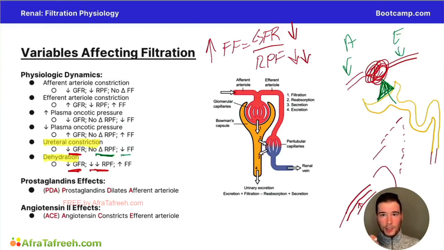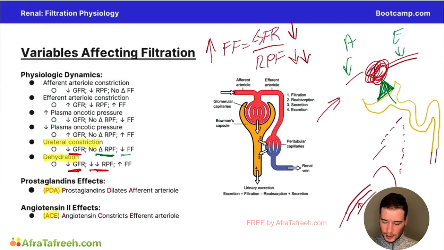but not you. And finally, the last thing we're going to talk about in this video is these molecules that are very common in the body, prostaglandins and angiotensin. A nice little memory aid that's very commonly used is PDA and ACE. So prostaglandins dilate the afferent arterioles. Again, you guys remember that if we dilate our afferent arteriole, so if we're looking over here, and I make this wider, so I'm dilating it, what's going to happen?